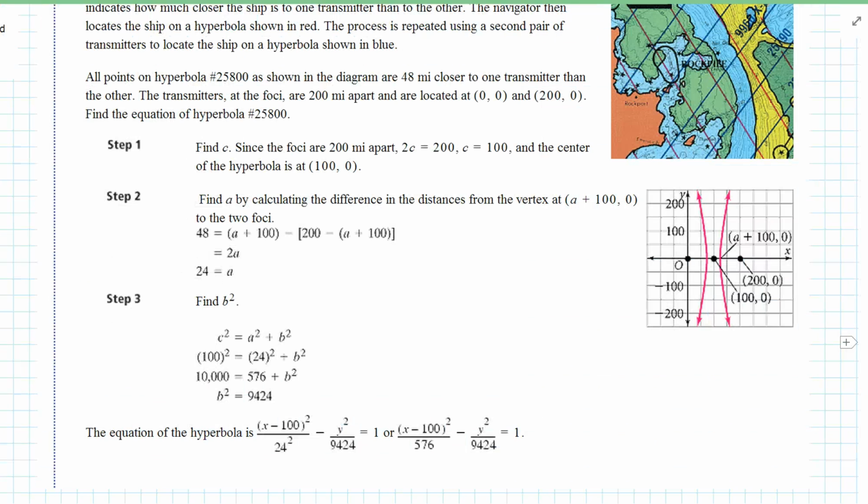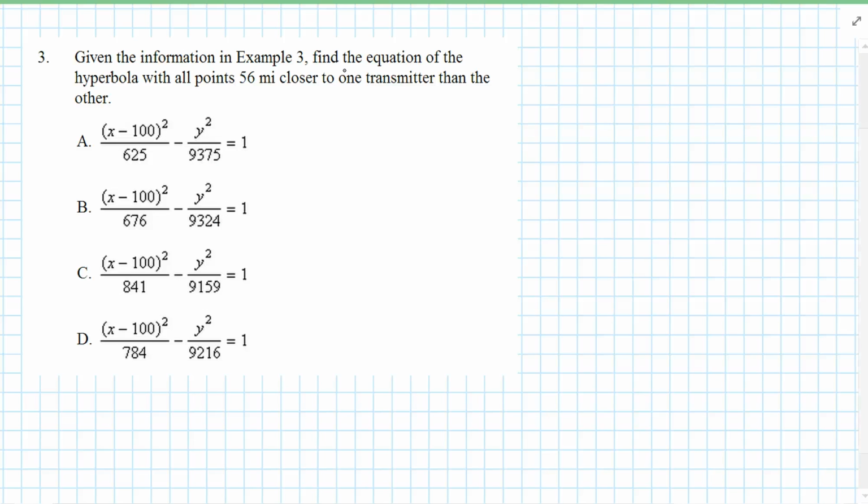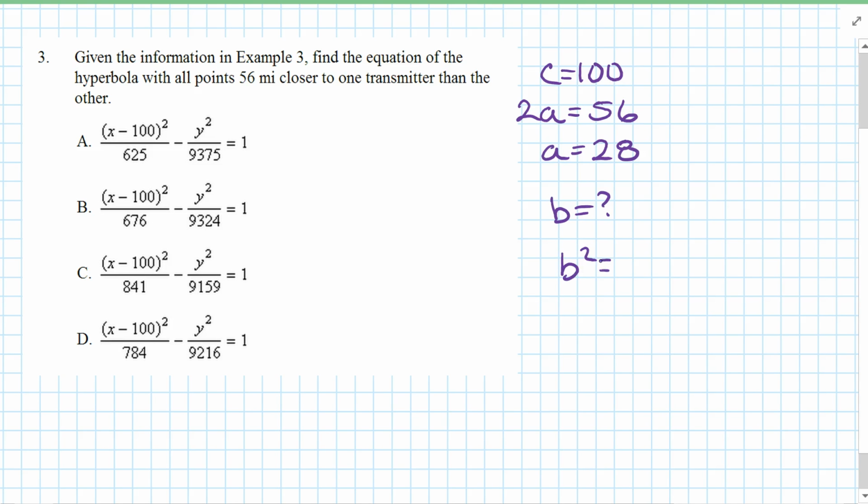Given the information in example 3, find the equation of a hyperbola with all points 56 miles closer to one transmitter than the other. We know our C value is still 100. However, our 2A value equals 56, so our A value is going to equal 28. Now we have to find our B value. If you remember, B squared equals C squared minus A squared. Well, 100 squared is just 10,000, and whatever 28 squared would be.